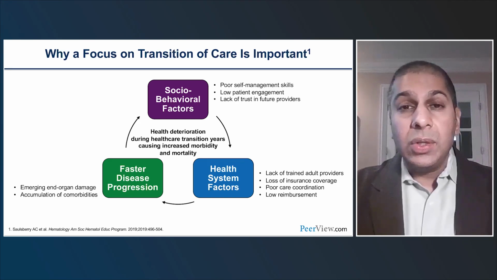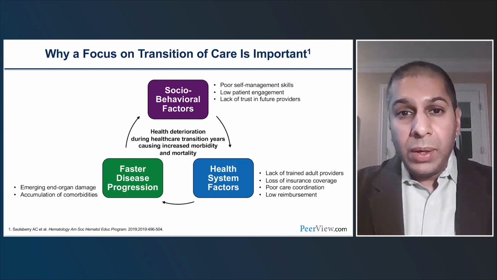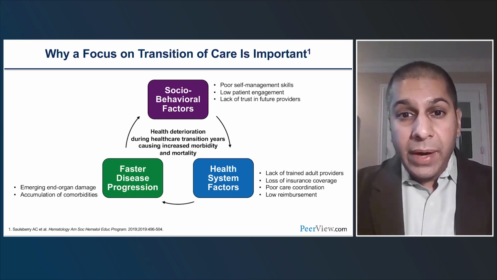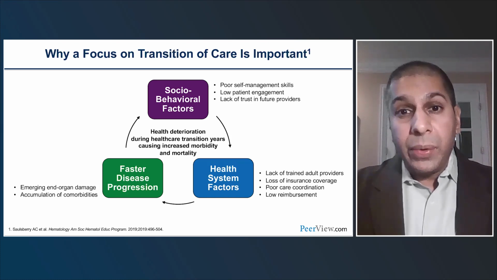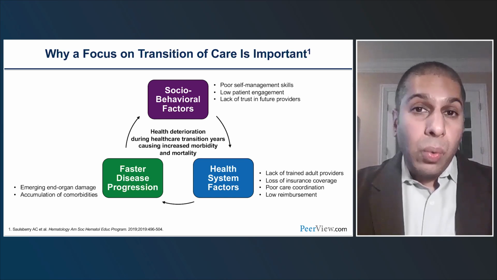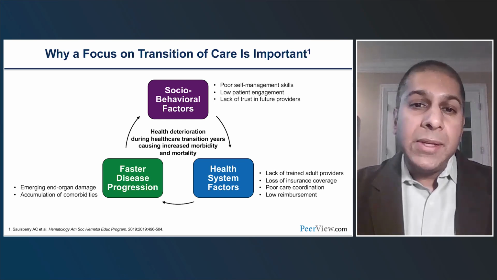The patient is now transitioning to a new provider. So establishing that trust is really critical for the successful transition. There are also health system factors, so making sure there are well-trained adult providers, and that's a big hurdle right now. Loss of insurance coverage, so part of the transition process is to make sure that insurance is continued from childhood to adulthood.